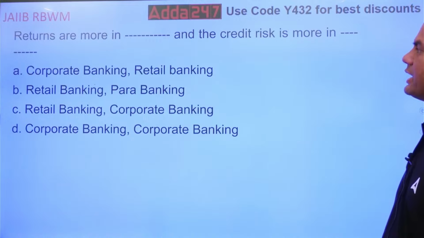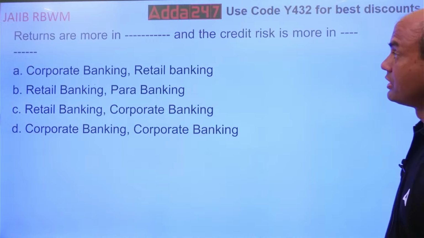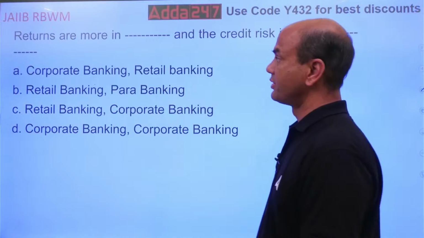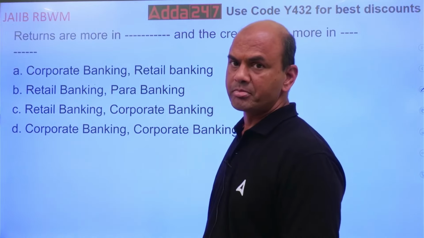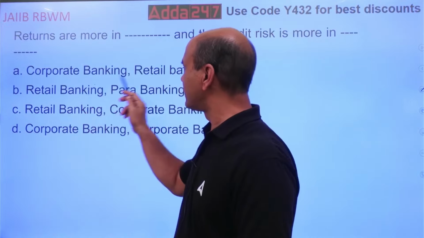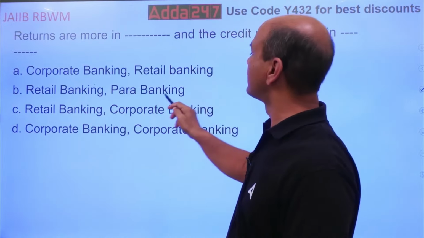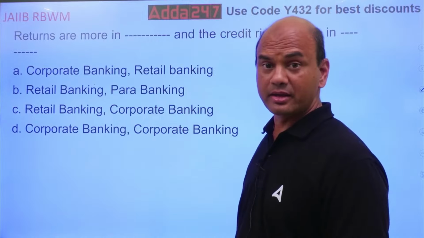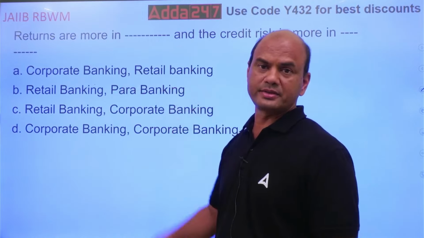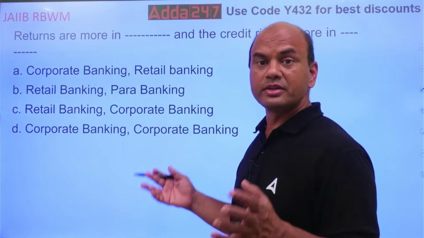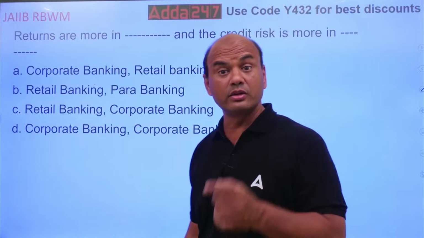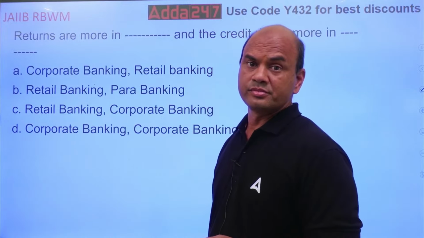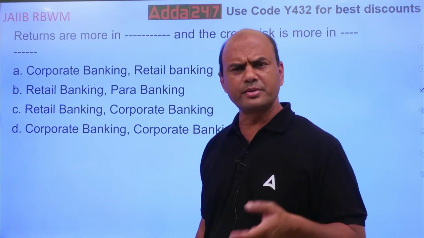Returns are more in dash and the credit risk is more in dash. Now, returns are more in dash. Here, corporate banking, retail banking, para banking. Credit risk is more in para banking. What is para banking? Okay, what is corporate banking? Corporate banking means giving the loans to the huge companies, around 100 crores, 200 crores, single loan. So giving loans to the huge companies, big companies.